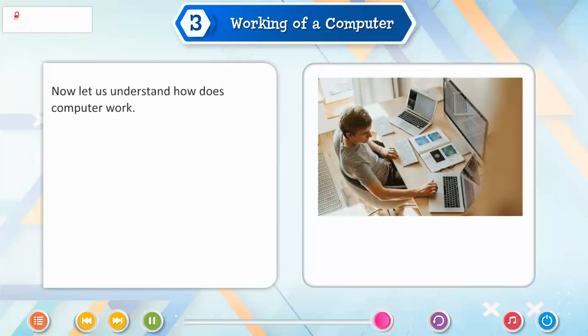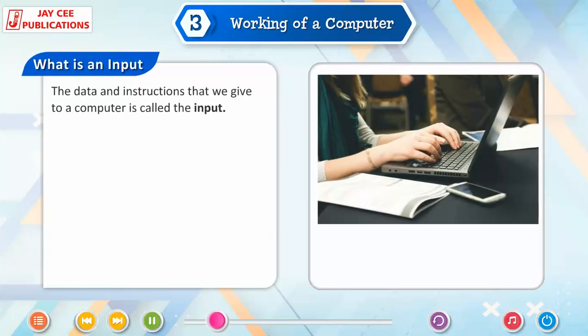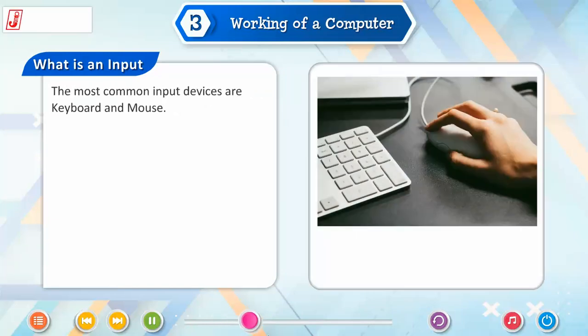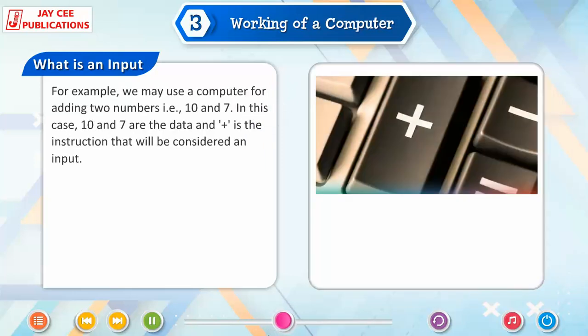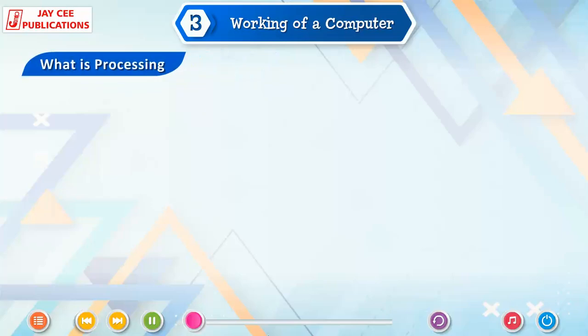Now let us understand, how does a computer work? What is an input? The data and instructions that we give to a computer are called the input. The most common input devices are keyboard and mouse. For example, we may use a computer for adding 2 numbers, that is 10 and 7. In this case, 10 and 7 are the data and plus is the instruction that will be considered an input. 10 plus 7, input.